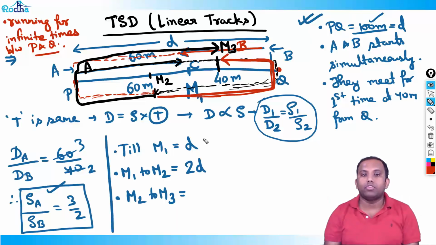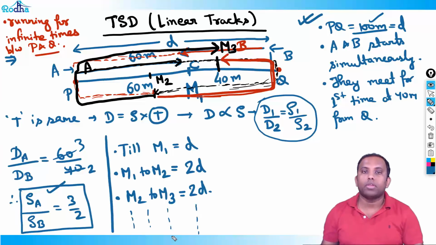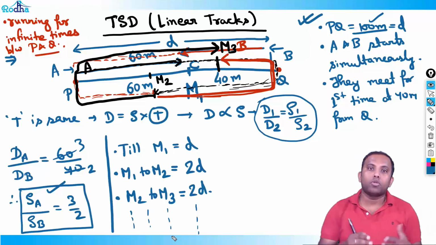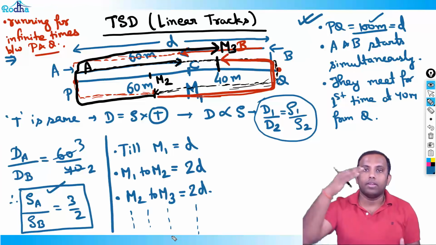So every time it is 2D. M2 to M3, again 2D. Again 2D. So a super concept underlies here. Okay, and you have to understand this concept. Till the first meeting point it is D, from M1 to M2 it is 2D, M2 to M3 2D, and then 2D here on, till infinite meetings.